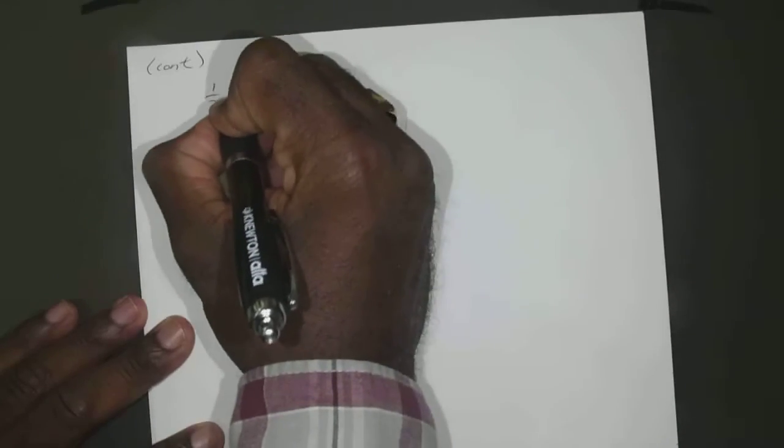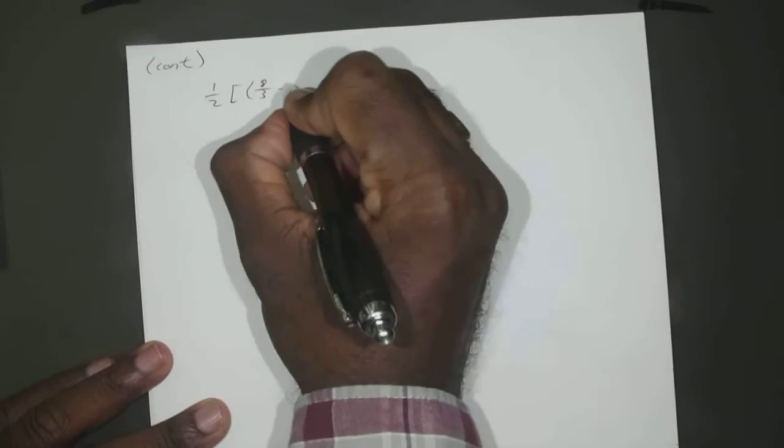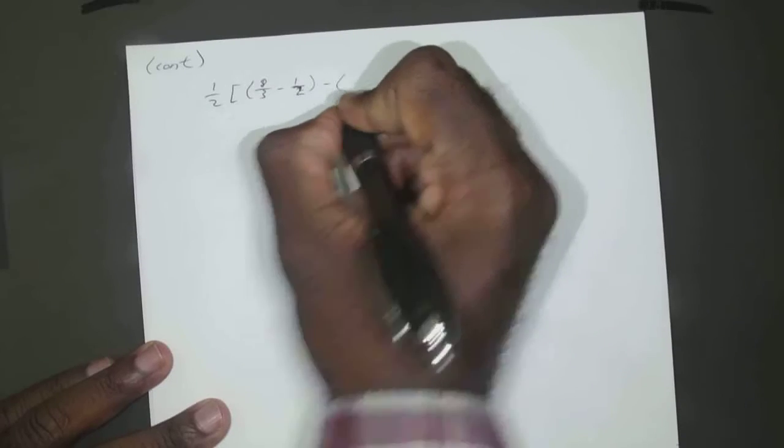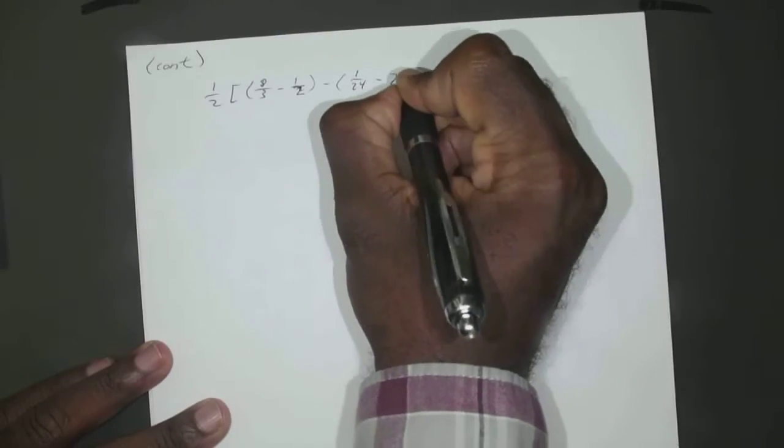Okay, so that would give us 1/2. Let me make sure I know exactly where I stopped off at. Okay, 1/2. So you have 8 over 3 when you plug in your 2, minus, when you plug in your 1/2, you get 1 over 24, minus 2.